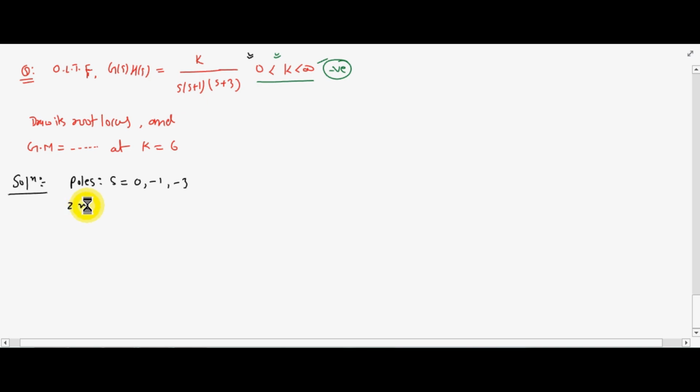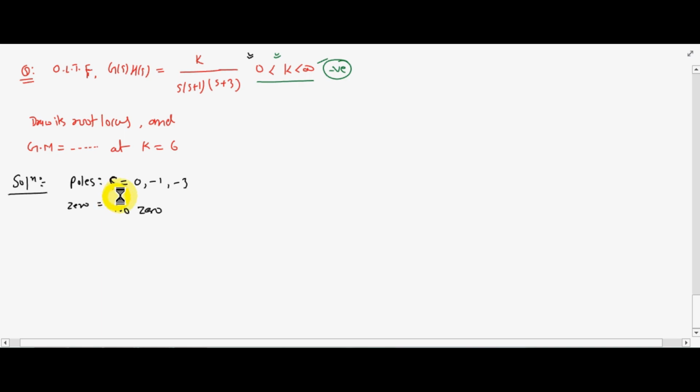What is the location of zeros? Is there any zero in our question? No, there is no zero. But if there are no zeros, we assume that there are 3 zeros at infinity, because there are 3 poles. That is only an assumption, right?